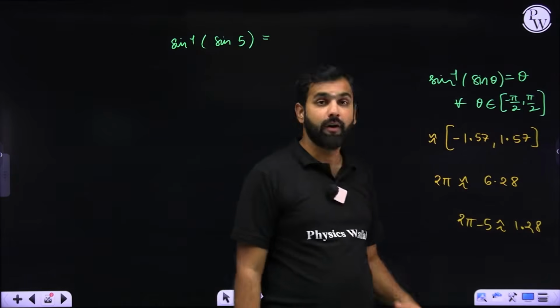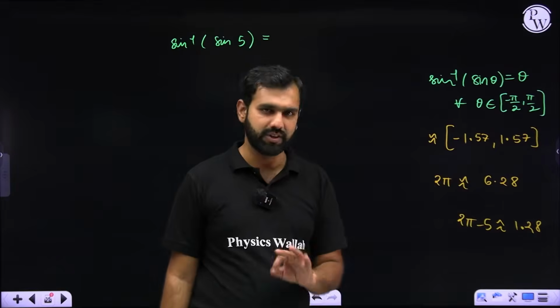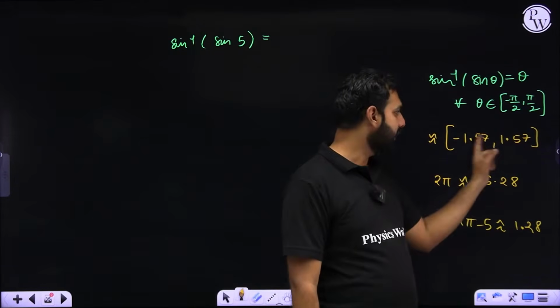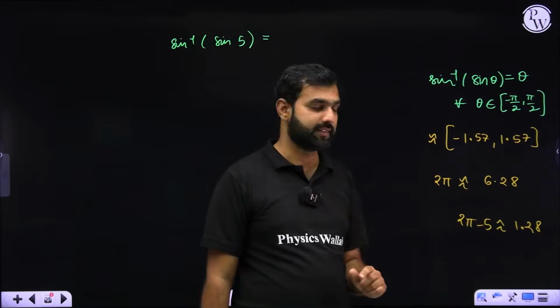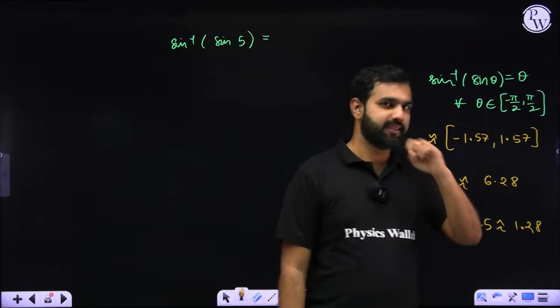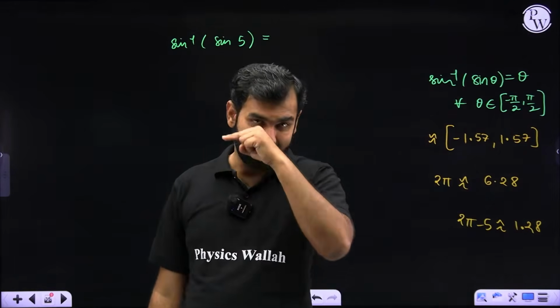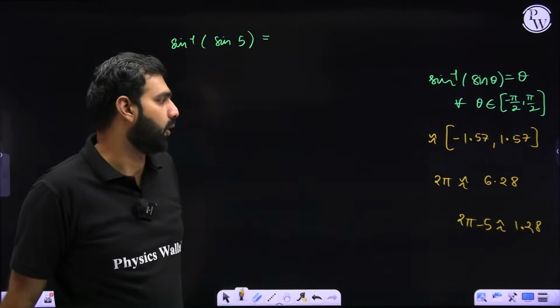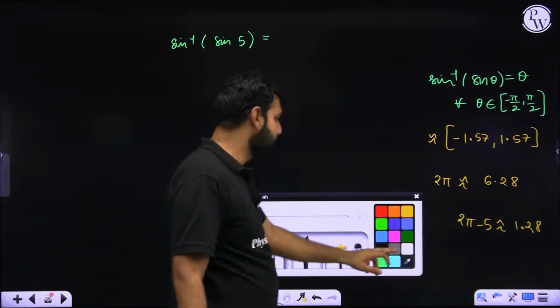Now, why am I doing all this? Just have patience and watch. This 1.28, does it lie between minus 1.5 and 1.57? Yes. This 1.28 is less than this. So it lies between this particular range. Why are you doing all this, sir? We are not able to get this at all. Now look at this part.